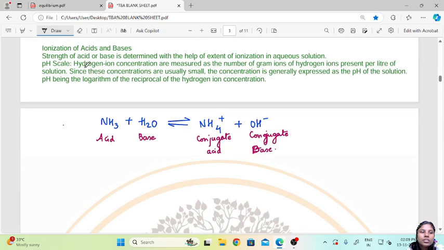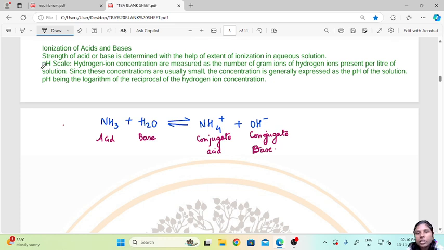Now last, let's talk about the ionization of acids and bases. Based on this, finally it was concluded what exactly acids are, what their conjugate acids are, and bases and conjugate bases. Now the strength of an acid or a base is determined with the help of the extent of ionization in aqueous solution. So how much ionization or dissociation is happening, based on that only we can define how strong an acid or a base is. Another one is the pH scale, that is, hydrogen ion concentrations are measured as the number of grams of hydrogen ions present per liter of a solution. Since these concentrations are very small, the concentration is generally expressed as the pH of the solution, pH being the logarithm of the reciprocal of the hydrogen ion concentration.